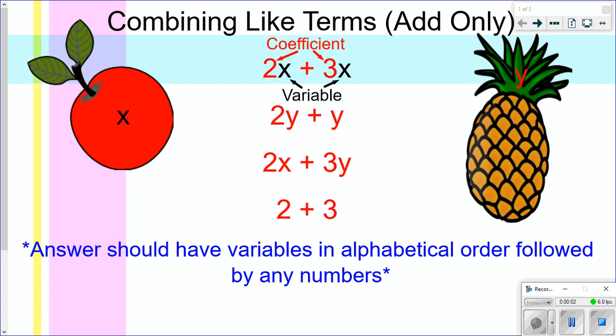This topic is an introduction to combining like terms. And since it's an introduction, I'm only going to deal with addition in this lesson, so there won't be any subtraction or distribution in this. I have another video that has combining like terms with addition and subtraction, and then I'll have another one that includes distribution too.